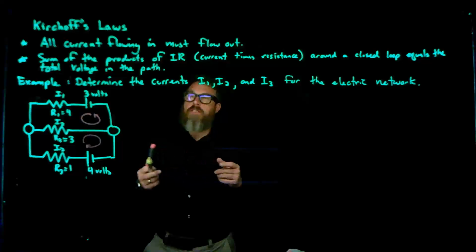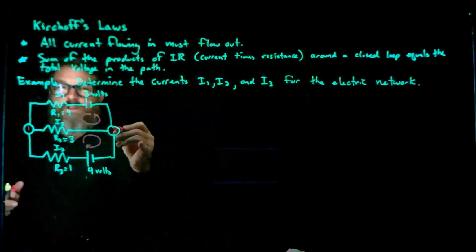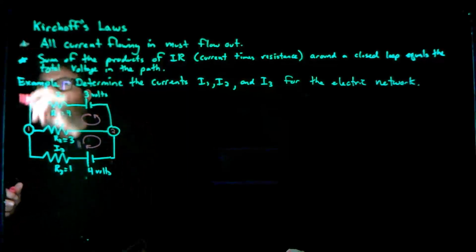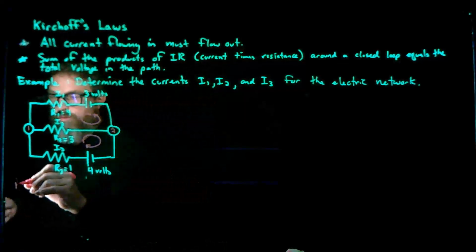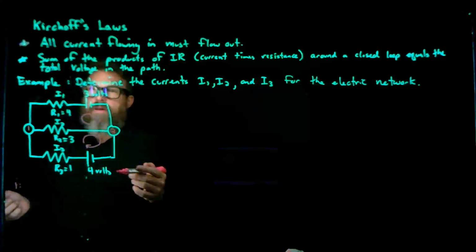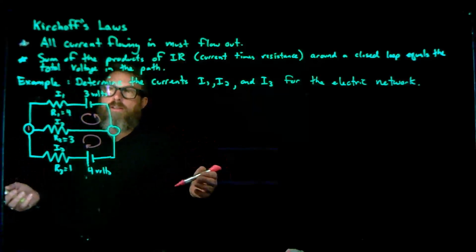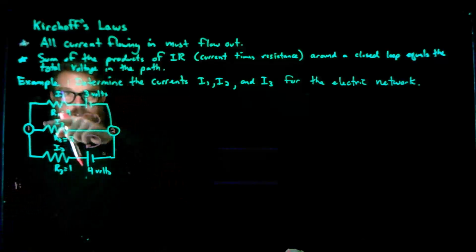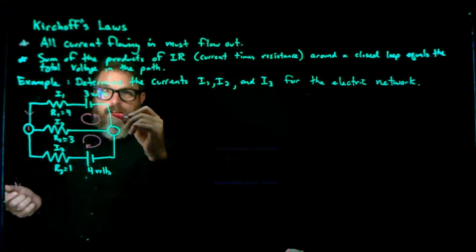So let's start out with the nodes. I have node 1, or junction 1, and junction 2. What that says is that all in must be equal to out. So for junction box 1, what do I have coming in? It says all current in, and current is going to be your I's. So it's going around this way. If I was going to draw this, it's going this way, and it's going this way.